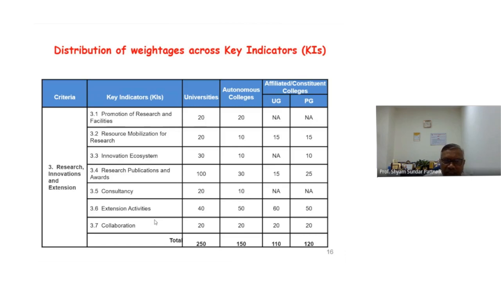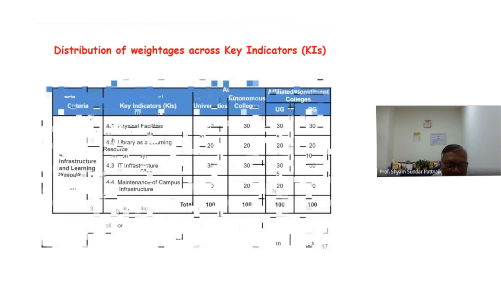Outreach programs or the extension activities must be taken care of seriously. For the affiliated college, it is more emphasized here that the outreach programs should be more, and therefore it is a highly voted one. For the UG program, since you have been given exemption in some key indicators, the outreach program and your networking is more emphasized there. And collaboration, more or less, they expect that university systems, autonomous colleges, and affiliated systems should go for better collaboration.